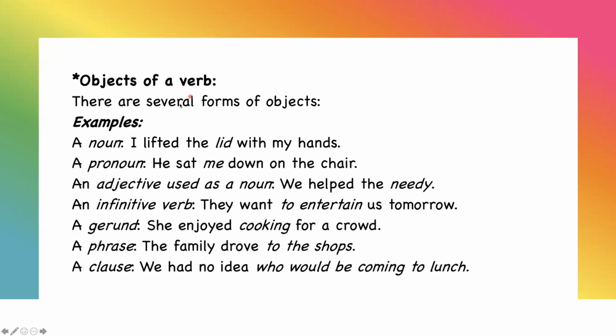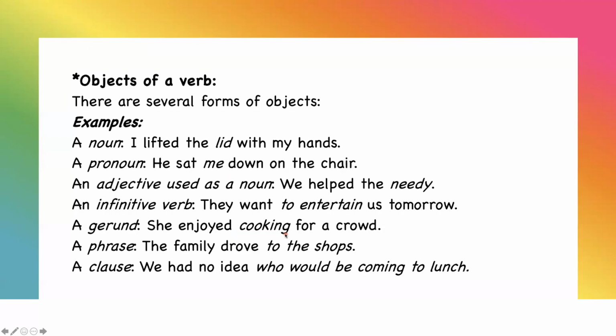Objects of a verb. There are several forms of objects. For example, a noun, he lifted the lid, lid being a noun, with my hands. A pronoun, he sat me, me is a pronoun, down on the chair. An adjective used as a noun, we helped the needy, object again. Infinitive verb, they want to entertain us tomorrow.